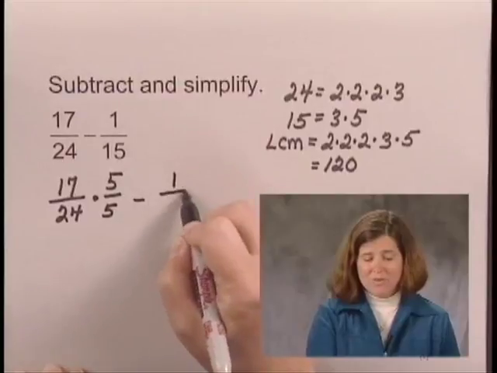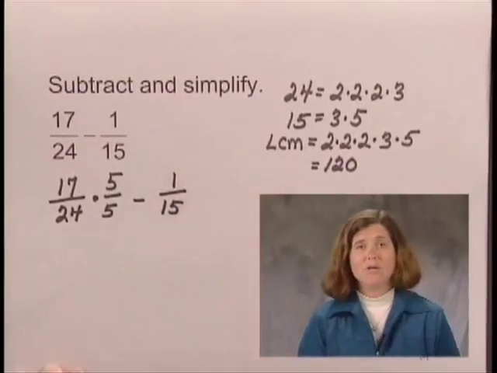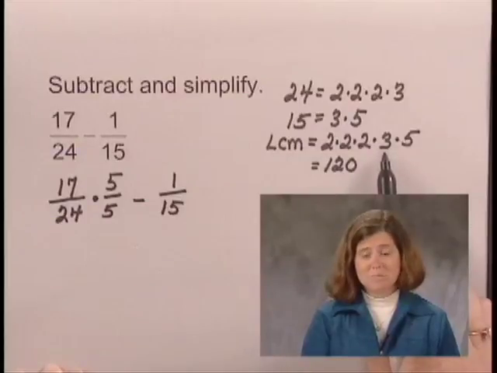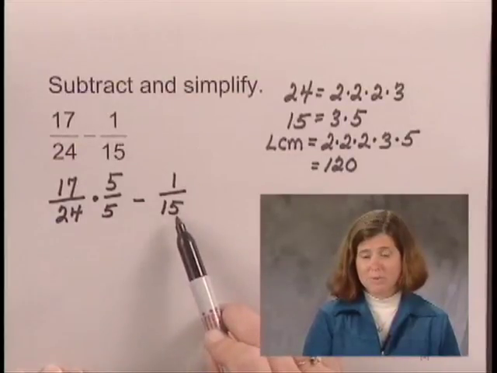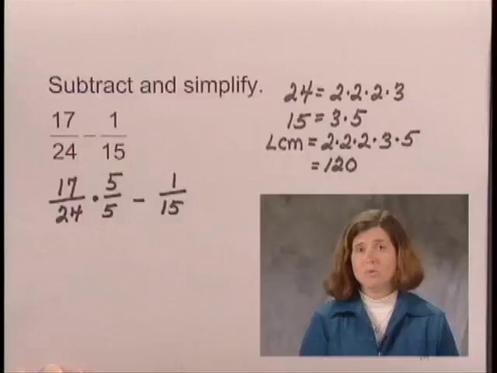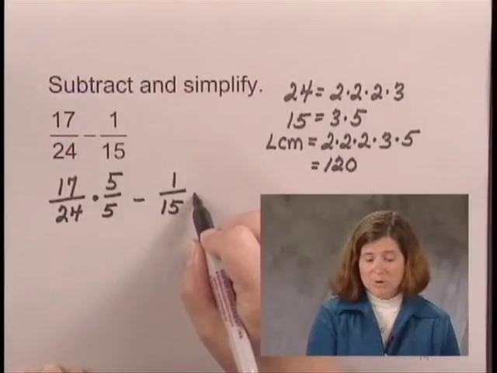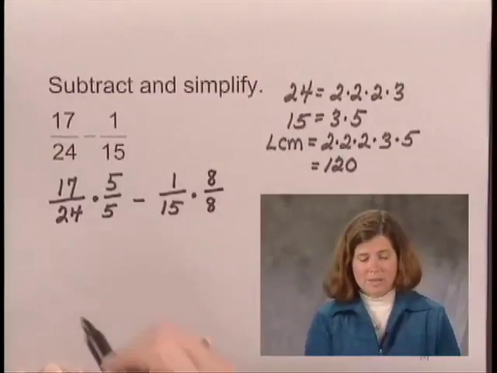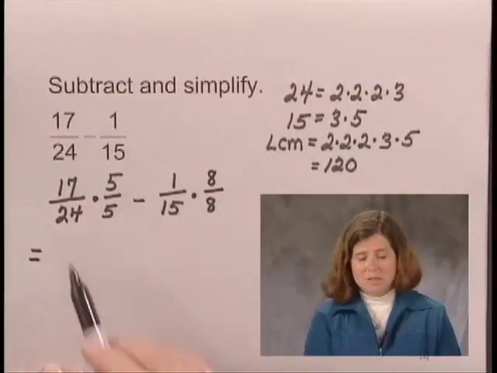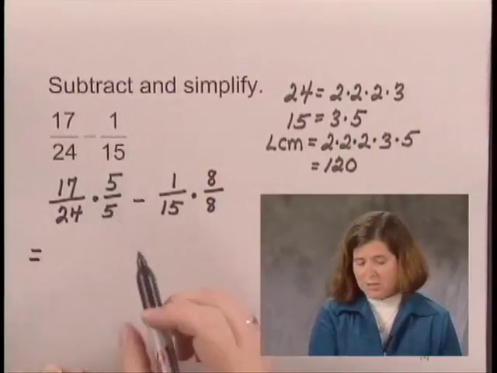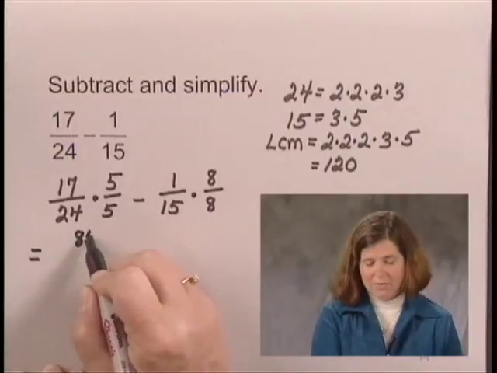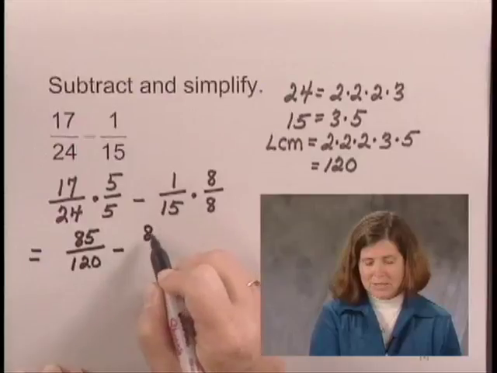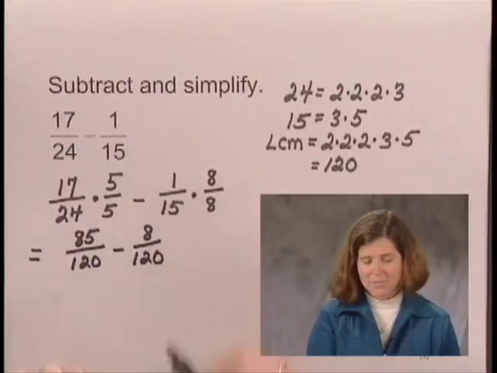Now we need to write 1/15 with a denominator of 120. Again, looking at the least common multiple, we notice that what's missing from 15 is 3 factors of 2, or 8. So we multiply 1/15 by 8 over 8. Carrying out the multiplications, multiplying numerators, multiplying denominators, we get 85 over 120 minus 8 over 120.